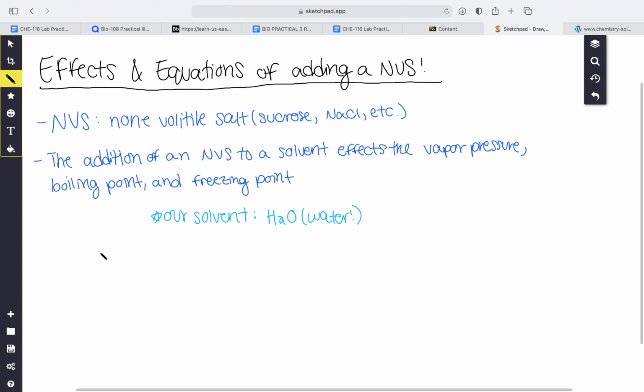The addition of a non-volatile salt to a solvent affects the vapor pressure, the boiling point, and the freezing point. Similar to the things we've been talking about, basically all of the colligative properties: vapor pressure, boiling point, freezing point. Those are the things we're going to have to work with here. The solvent for our class is always going to be water. You can do examples where you're using ethanol, but to keep things simple, Professor Sherlock has made it just water. It's also the most likely one we're going to see, since we're not usually using any other solvents in our Gen Chem labs.